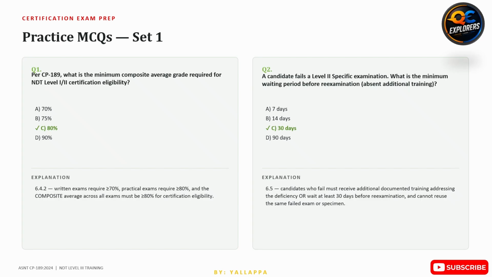Many candidates remember that the written examinations require 70%, but they forget that certification is based on 3 separate requirements. First, each written examination must achieve a minimum score of 70%. Second, the practical examination requires a minimum score of 80%. Finally, and most importantly, the overall composite average must also be at least 80% before the candidate becomes eligible for certification. This means a candidate must satisfy both the individual examination requirements and the composite average requirement. Passing one requirement does not eliminate the others.